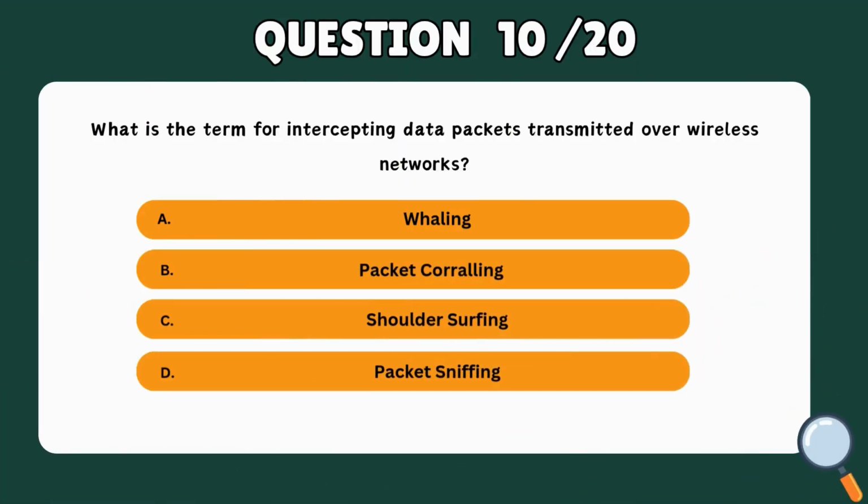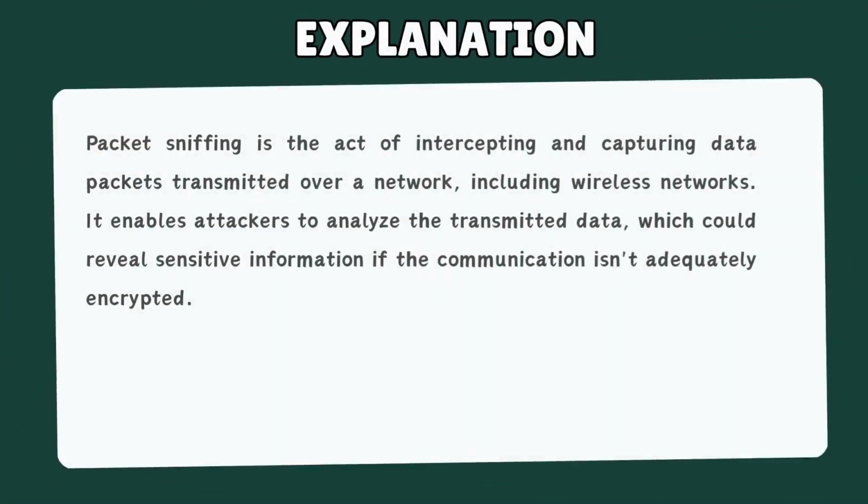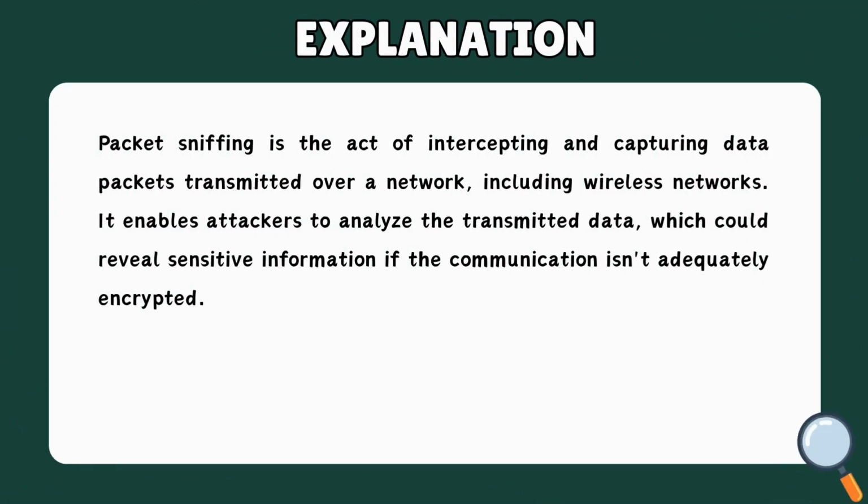Question 10. What is the term for intercepting data packets transmitted over wireless networks? A. Whaling. B. Packet corralling. C. Shoulder surfing. D. Packet sniffing. Correct answer. D. Packet sniffing. Packet sniffing is the act of intercepting and capturing data packets transmitted over a network, including wireless networks. It enables attackers to analyze the transmitted data, which could reveal sensitive information if the communication isn't adequately encrypted.